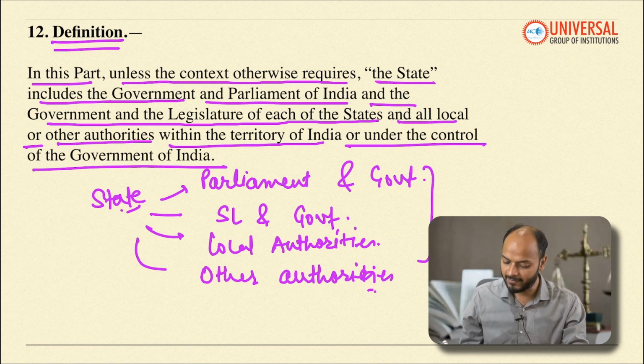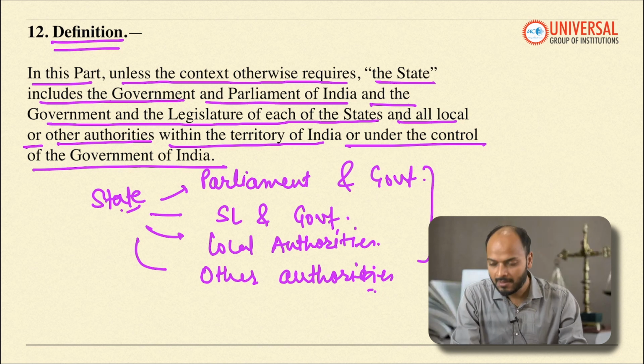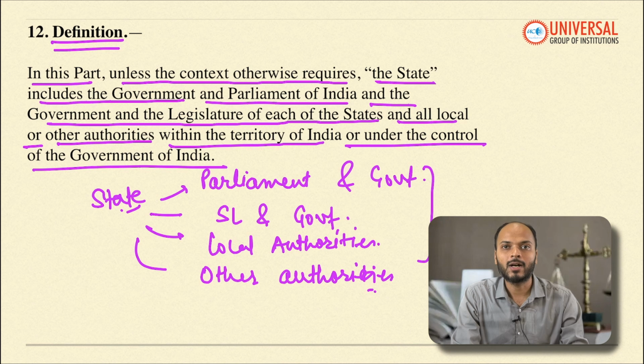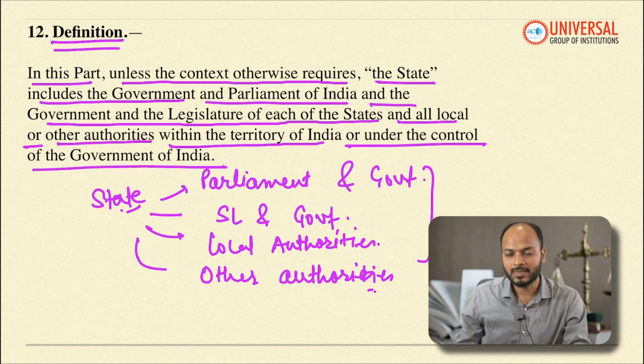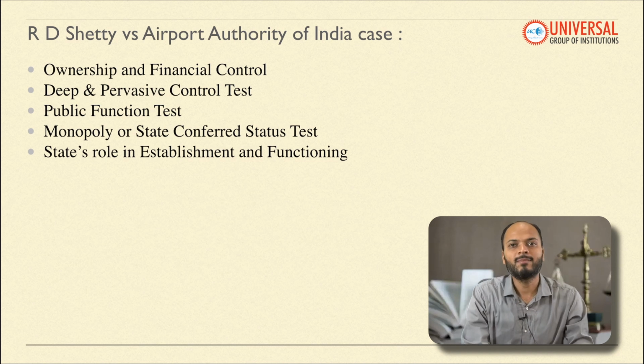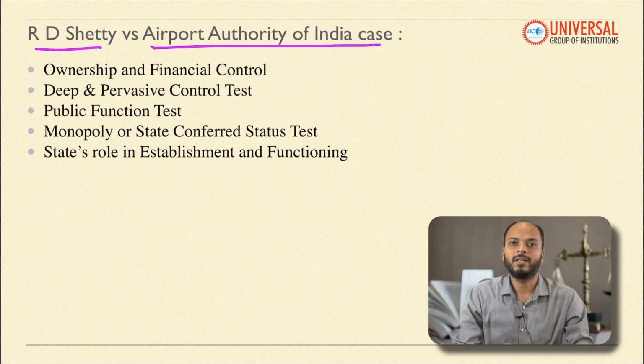Now, the first three are very easy and simple to understand. Parliament at the central level, government at the central level, state legislature at the state level, government at the state level, then at the local level also. But what is the meaning of other authorities has been interpreted by the Supreme Court in various of its judgments. A very broad definition of other authorities has been given by the Supreme Court in a very famous case, namely R.D. Shetty versus Airport Authority of India.